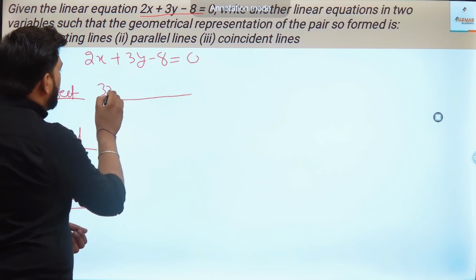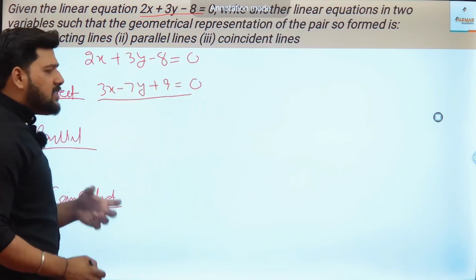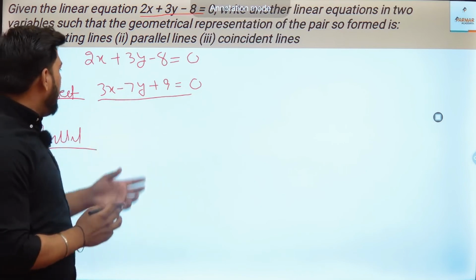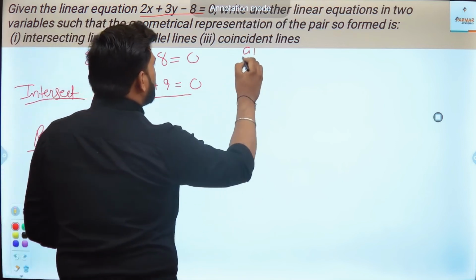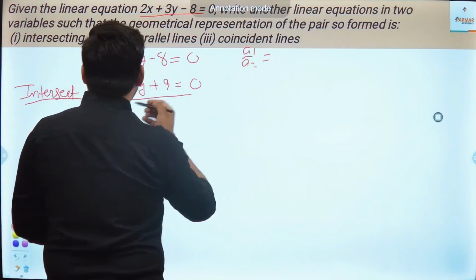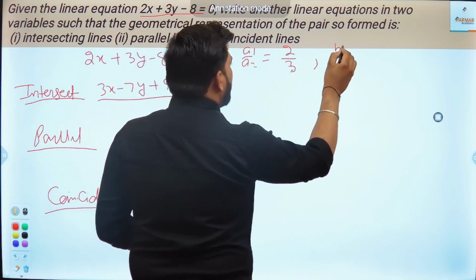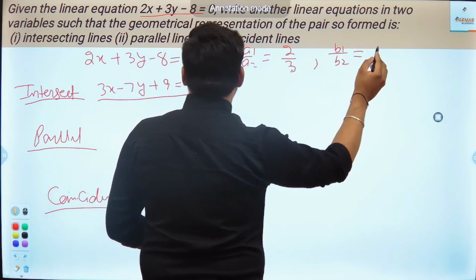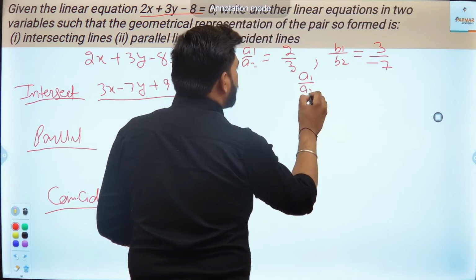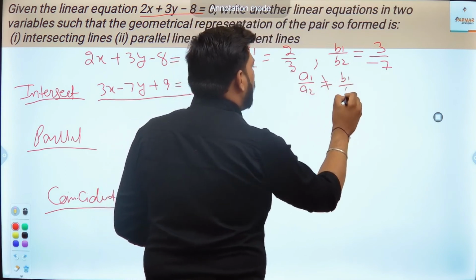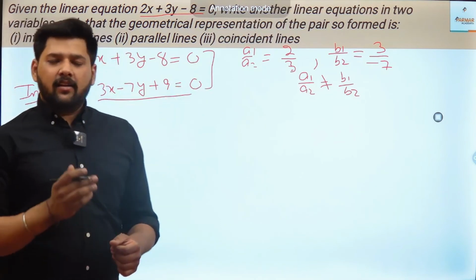Look here, 3x minus 7y plus 9 is equal to 0. This is a random equation I have written here, but I will check the conditions also. The first ratio, look here, a1 by a2, is equal to 2 upon 3. b1 by b2 is equal to 3 upon minus 7. Clearly the first two ratios are not equal, so these two lines represent intersecting lines.